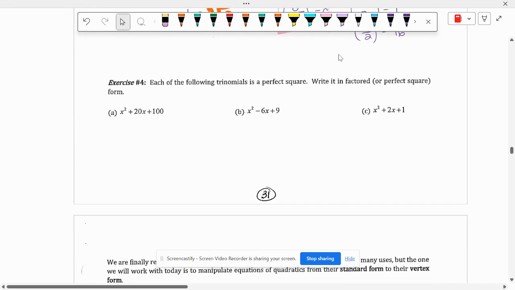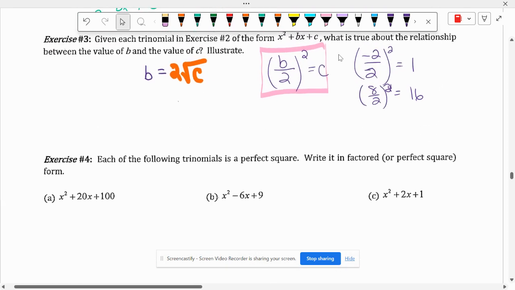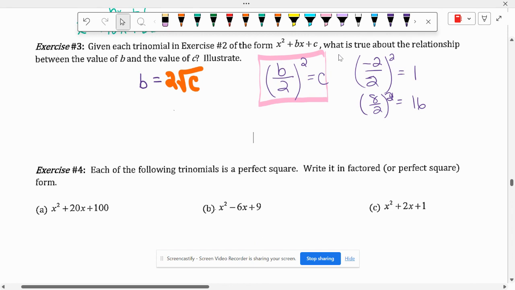So I'm going to slide that up a little bit. I got you. Okay. Each of the following trinomials is a perfect square. We're going to write it in factored form. So we're going to take the b term and divide it by 2 and then square it.